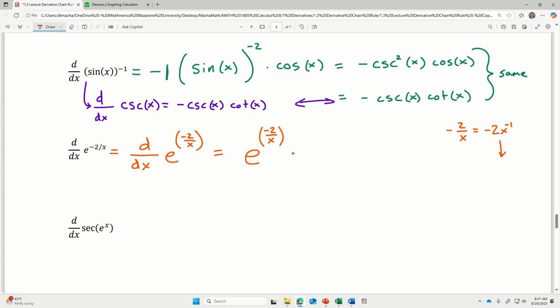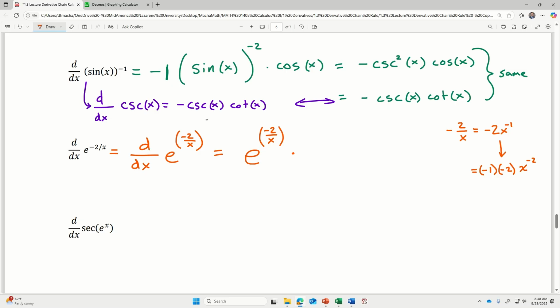Remember, negative 2 divided by x is the same thing as negative 2 times x to the negative 1 power. Perfect. So when I take the derivative, the power rule tells me to bring down that negative 1 power, make it a constant factor. So we've got negative 1 times negative 2 times x to the negative 2 power, because in the derivative power rule we always subtract 1 from the power. So negative 1 minus 1 is negative 2.